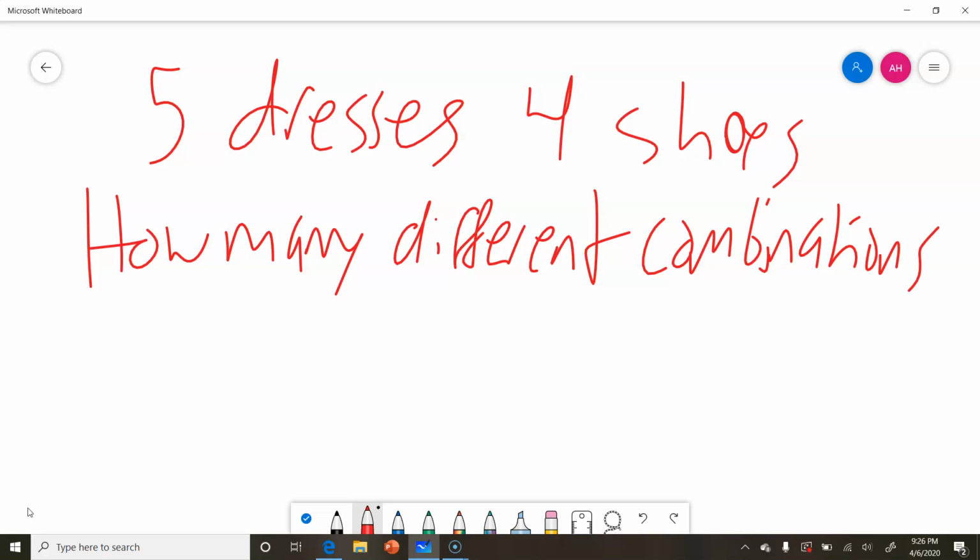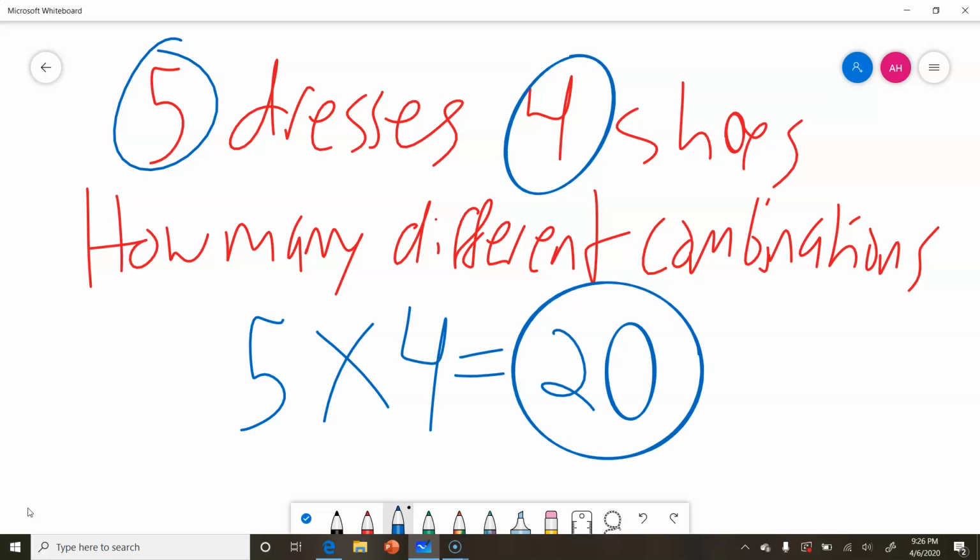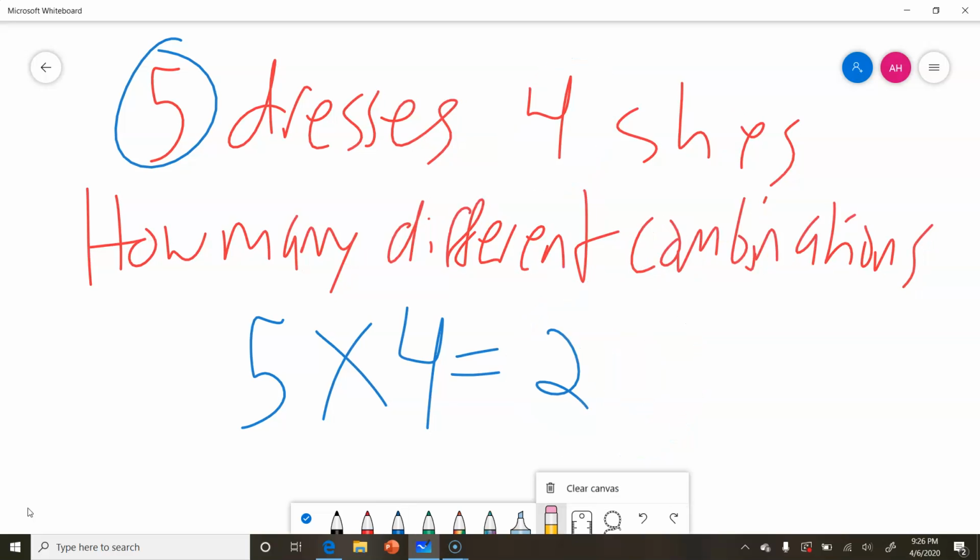Okay, this is very easy. All we do is we take this 5 times this 4, and that is 20. There are 20 ways that person could wear their dresses and their shoes, right? For you ladies, you would have 20 different options that you could come up with. So that's very easy, right? You guys can do this. I believe in you. You're very smart. You can solve this, okay?